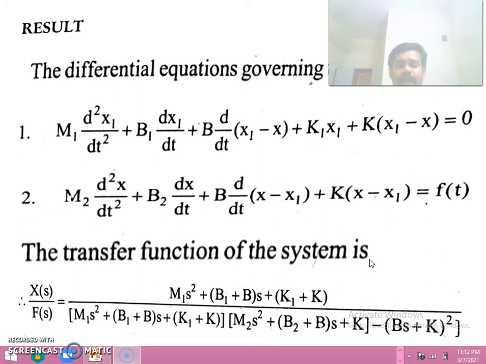What we have done is find the transfer function for the given mechanical translation system.